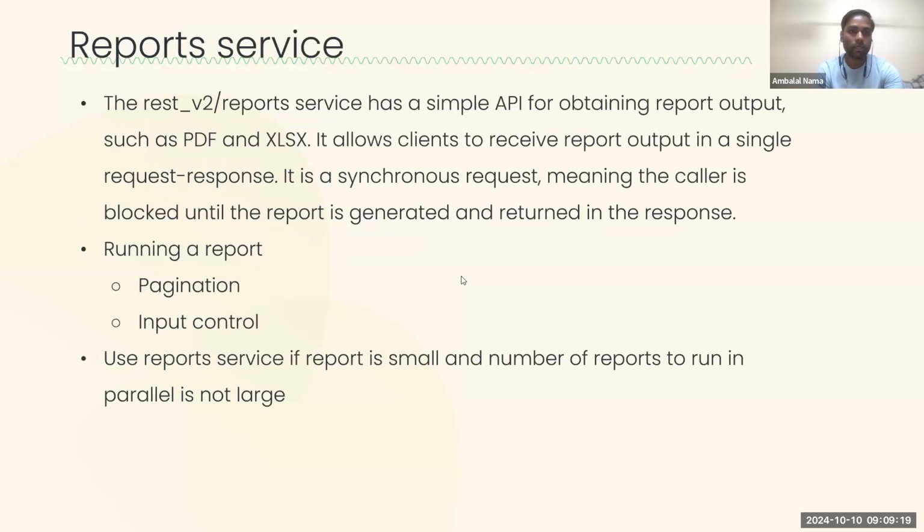So the report service is a synchronous service. Using this service, you can export the report to different output formats such as PDF, XLSX, docx, etc. I'll have a demo of these two services, reports and report execution services, in the further slides. In the case of the report service, we can also use different parameters such as pagination and the input controls in the URI. So you can return all the pages of the report, or if you want to return a particular page, that can be configured in the URI for the request.